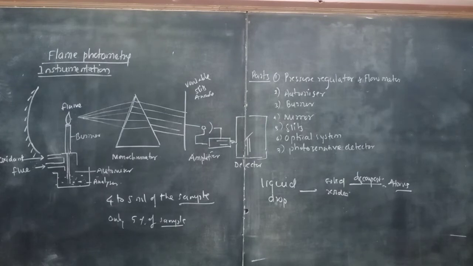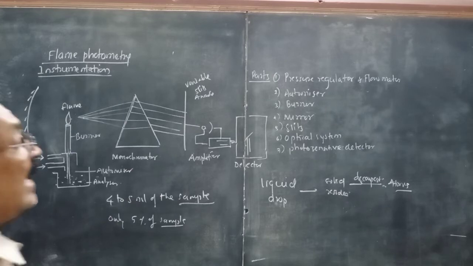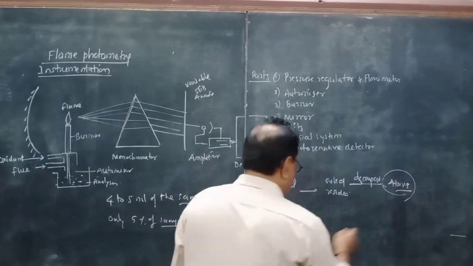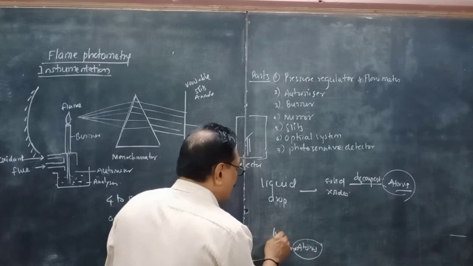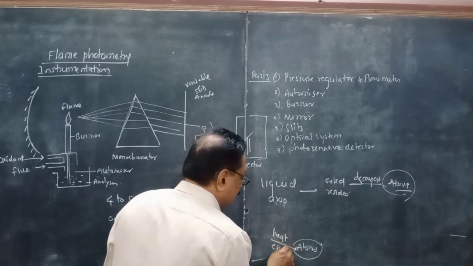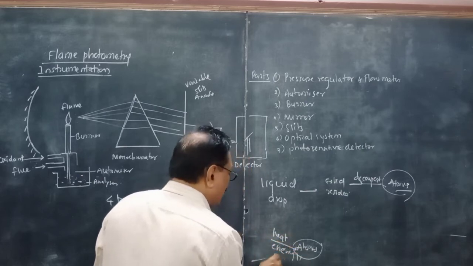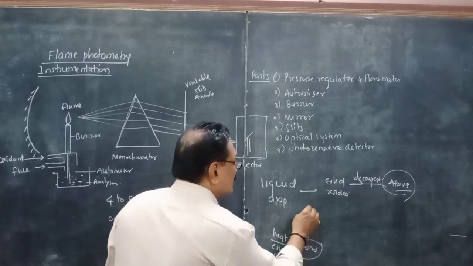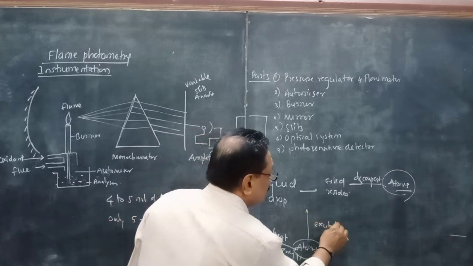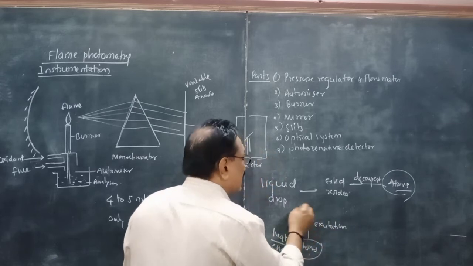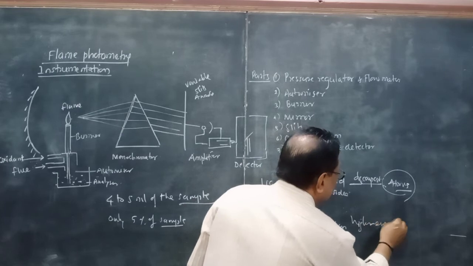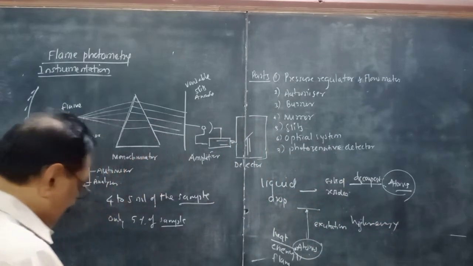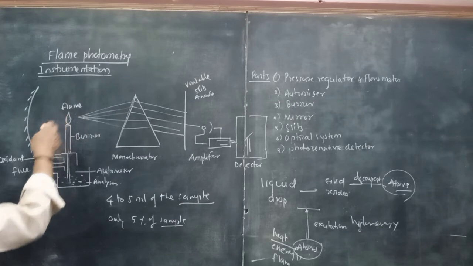The third requirement is that the flame must have the capacity for excitation. Whatever atoms are obtained, these atoms take the heat energy from the flame, and the excitation takes place. Excitation means the atoms are moved towards a higher energy state. That is the capacity of the flame.